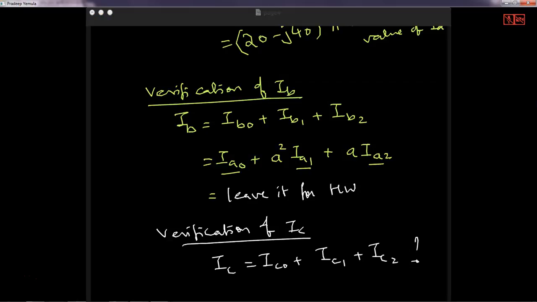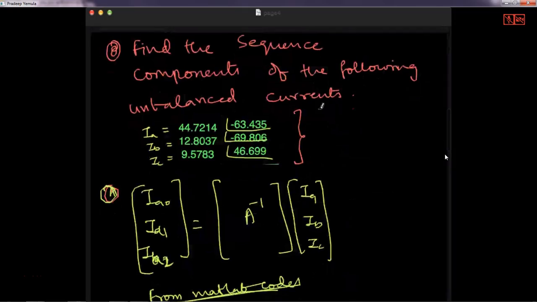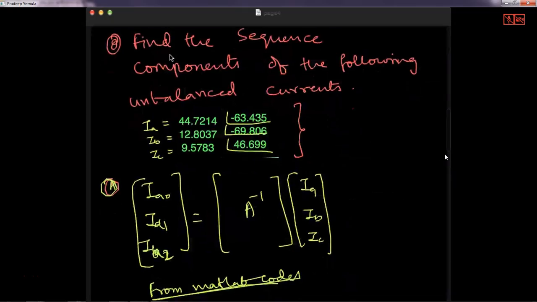I think we are almost up to the time. Any doubts you have today so far? The unbalanced currents, and once you have the unbalanced currents, how to express them as sequence components. As always I have been saying, try to take any textbook, you have problems, you solve them, and we will discuss further in the next class.